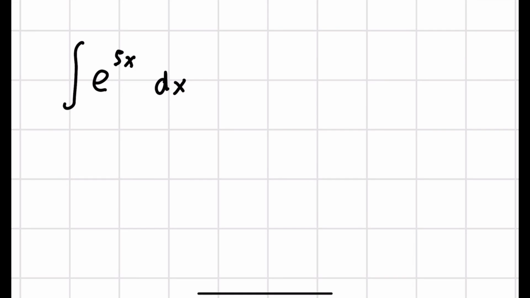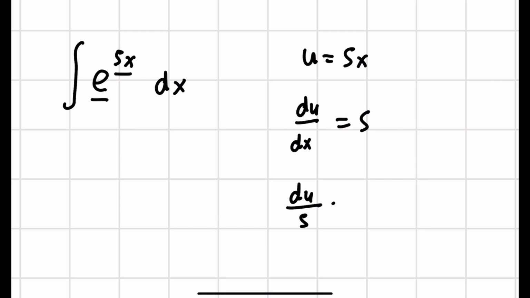The integral of e to the 5x, we have to use u substitution. So let's set u as 5x, and the derivative of that is equal to 5. And let's rearrange everything. So dx is equal to du over 5. And now let's substitute everything.